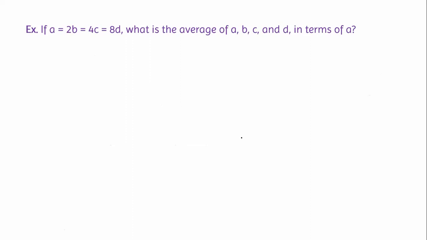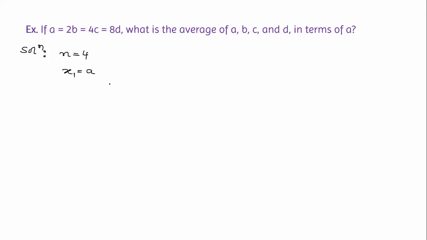Next problem: if A is equal to 2B is equal to 4C is equal to 8D, what is the average of A, B, C, D in terms of A? So it is given in a totally different way. A, B, C, D are the four numbers, and we have to find their arithmetic mean. So N is equal to 4. So you can understand this, x1, the first number, is A.